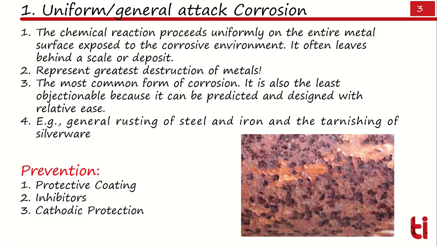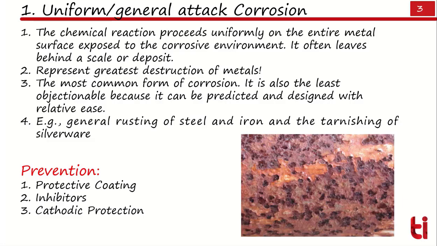General rusting of steel and iron or tarnishing of silverware are common examples of general attack corrosion. All of us have encountered or experienced this kind of corrosion in our daily life. Now the question is how one can prevent metals from undergoing uniform corrosion. There are three different ways by which you can approach this problem.